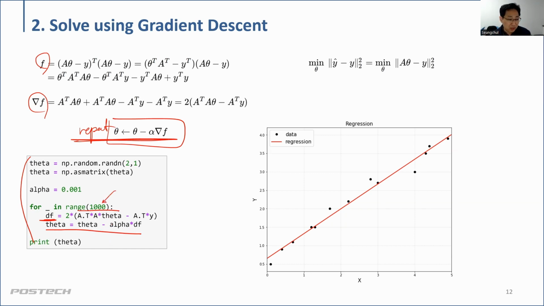Again, this is just the example that I want to show you. This 1,000 value doesn't mean anything. You can just try 10 times or 100 times, or you can put in another stopping criterion. I guess in that case, it's much smarter than this.